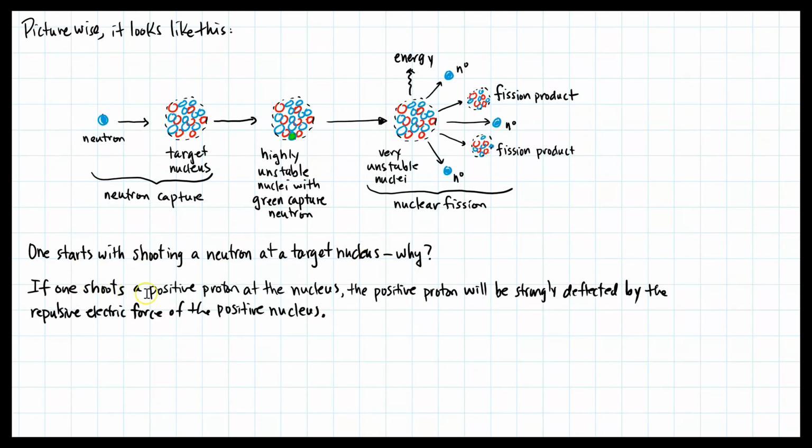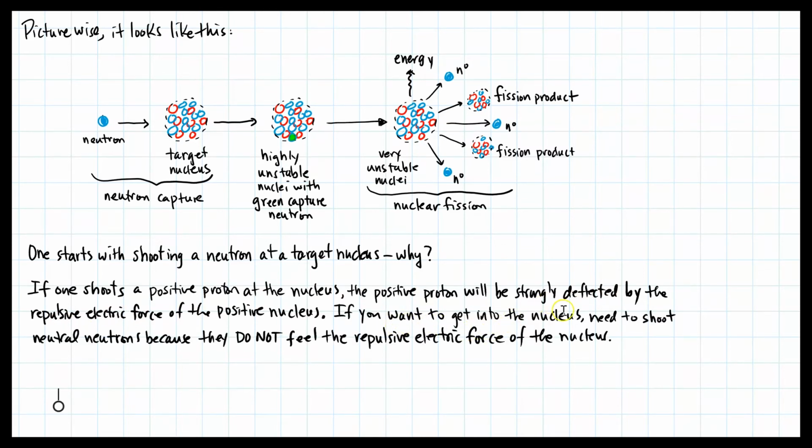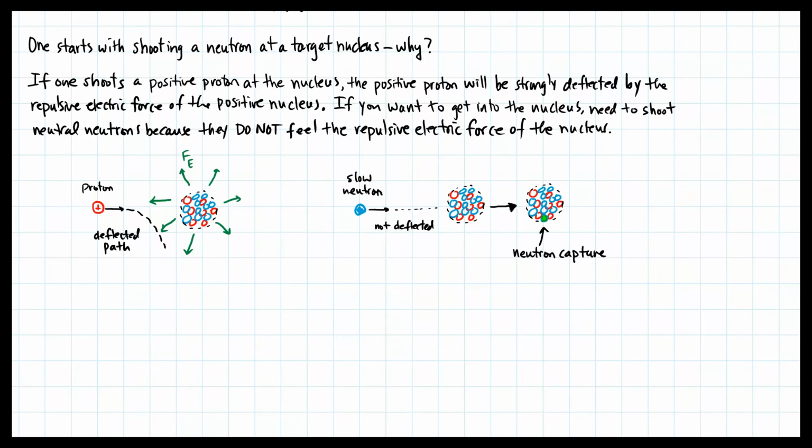Why? If one shoots a positive proton at the nucleus, the positive proton will be strongly deflected by the repulsive electric force of the positive nucleus. If you want to get into the nucleus, you need to shoot a neutral neutron because they don't feel the repulsive electric force of the nucleus. Picture-wise, a proton coming towards the nucleus feels this repulsive electric force and it gets deflected away. But if I have a slow neutron, known as a thermal neutron, it doesn't get deflected by the repulsive electric force, and the nucleus then captures the neutron.